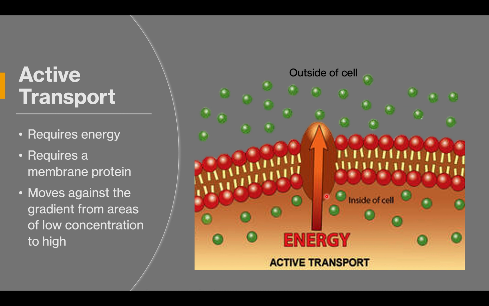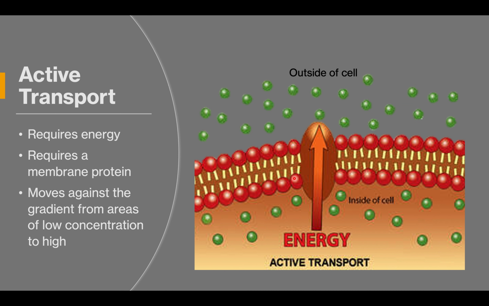So this image will actually show you that. So this is the inside of the cell here. We have active transport, so we have energy pushing through this membrane protein that we talked about, which is within that plasma membrane, outside of the cell where there's actually a higher concentration of molecules. So it would be much easier and more passive for those molecules to enter the cell. But in this active transport, we're using energy from our cell to push molecules out.